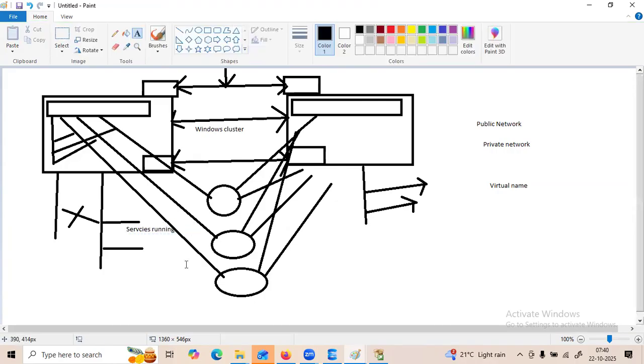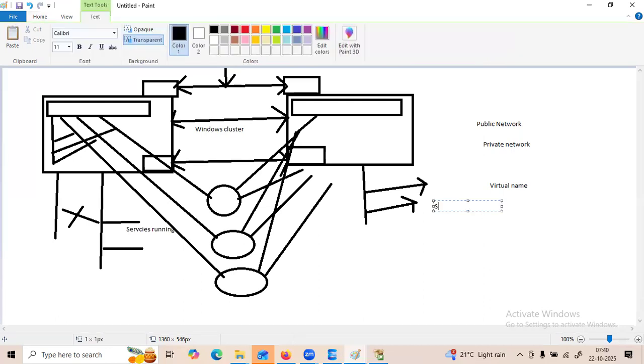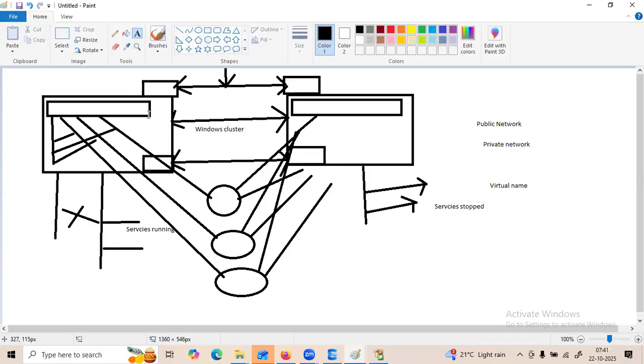Running. These services stopped. So here the active node, like what happens when you install SQL Server the first time, right? On that particular computer, whenever we install SQL Server, what will we have? We have a database engine as well as the SQL Server Agent, right? Those services will install and will be running here.